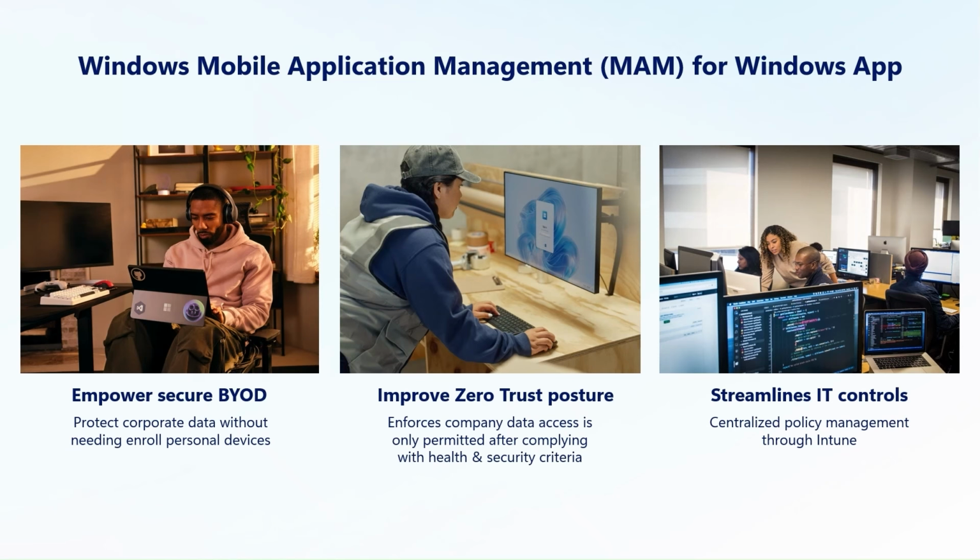It improves an organization's zero-trust posture by enforcing that company data access through Windows app is only permitted after complying with health and security criteria established in Intune app protection policy. It further streamlines IT control through centralized policy management through Intune for Windows app sessions, allowing for consistent enforcement across AVD and W365. Now, let's dive into the demo.